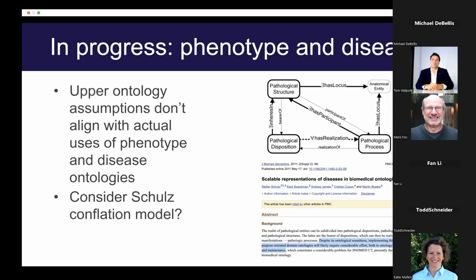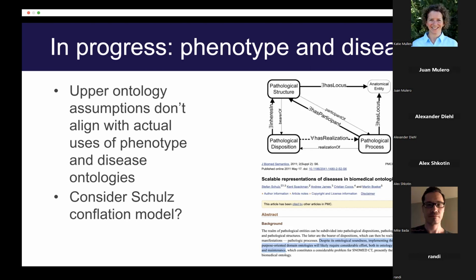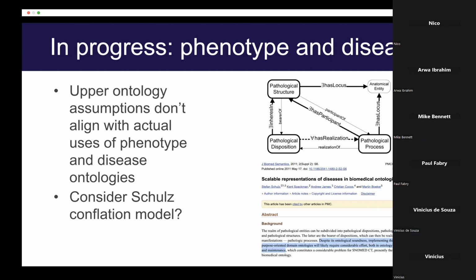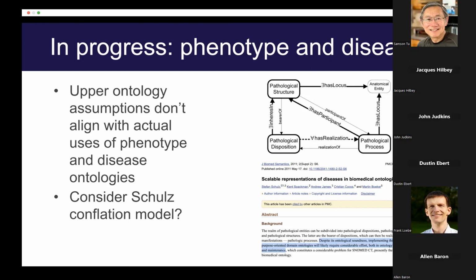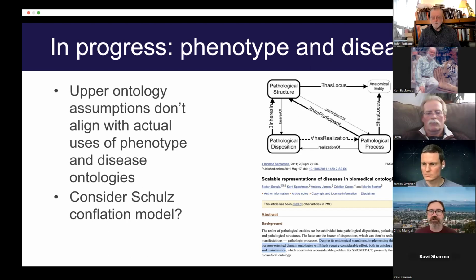And I just want to highlight a paper. This is over 10 years old now. This is one of my favorite papers from Stefan Schulz. It shows a way in which it's possible to essentially conflate some of these upper level distinctions to create union classes within your biological ontology, and yet at the same time retain in the background the formalization that you get from your upper ontology.